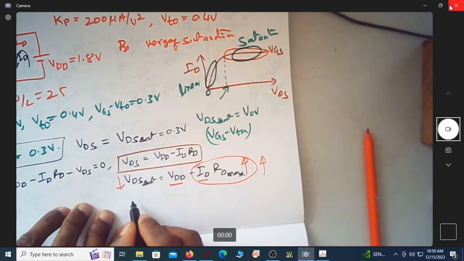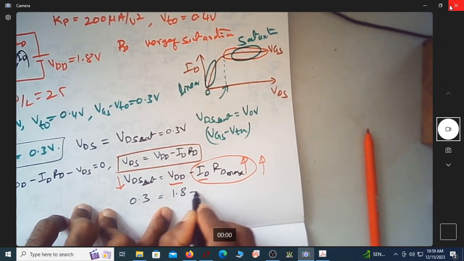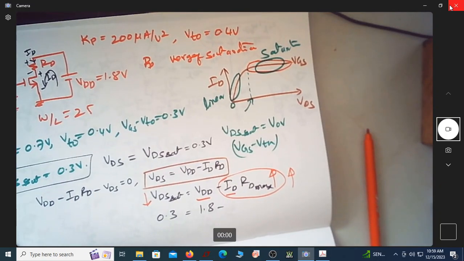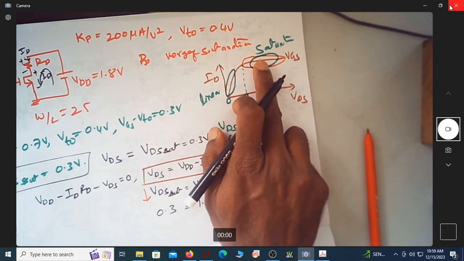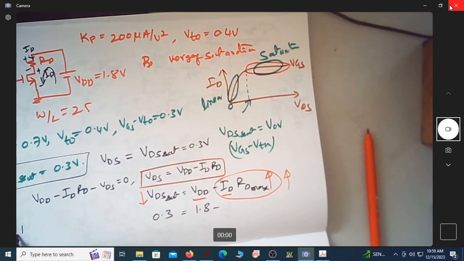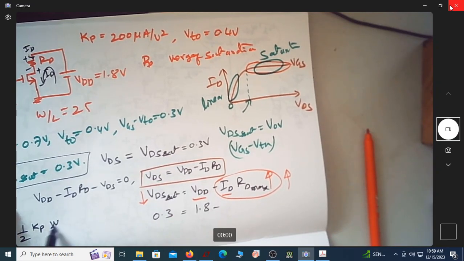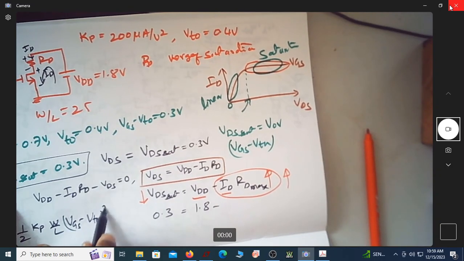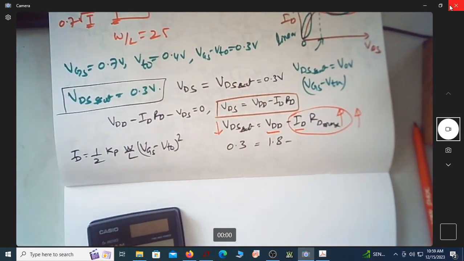So the equation now is 0.3 is equal to 1.8 minus ID times RD. ID we need to find. I don't know ID, but since the MOSFET is in saturation, I can use the saturation equation of the MOSFET, which is half Kp W by L times VGS minus VTO whole square, as my ID value. So I can actually calculate the value.